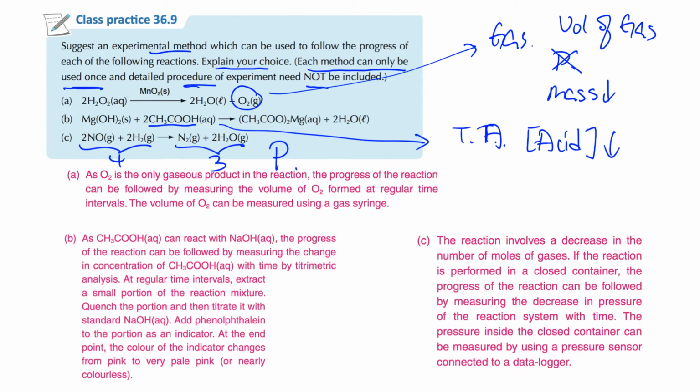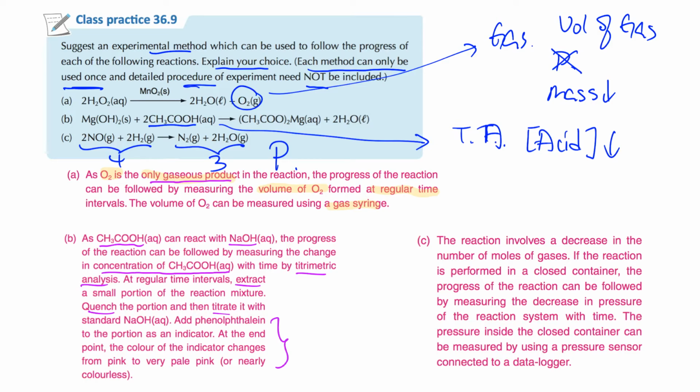So basically, A, O2 as the only gas product, so you can measure the volume of gas produced at regular time intervals with a gas syringe. So the answer is only gas products. And the second one, you explain the acid can be reacted with NaOH, so the change in concentration of the acid can be followed by titrimetric analysis. So what you need to do, at regular times, you're going to extract, that means withdraw, quench, and then titrate. Very detailed. You can see that even the indicator will be stated here.